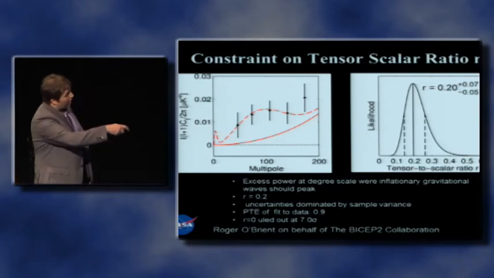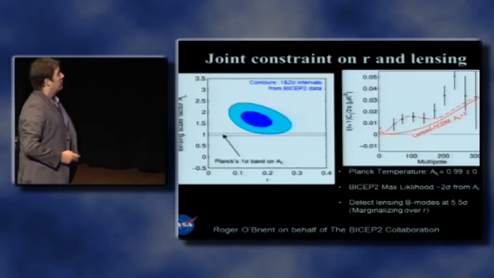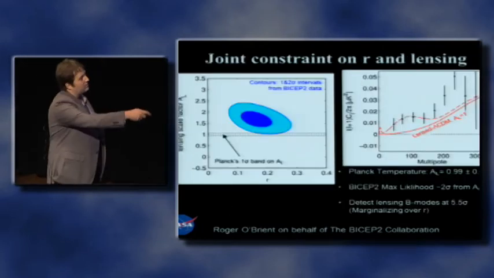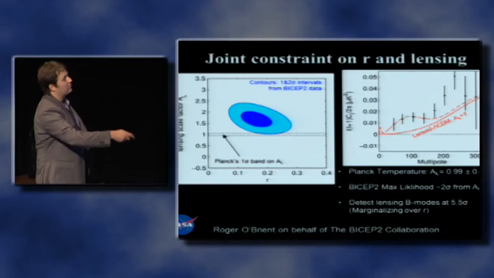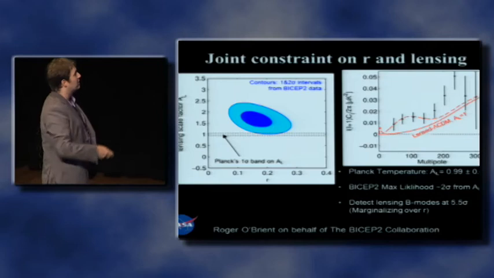So these also show the excess more or less where you would expect for a gravitational wave background. Right, so we can also see lensing, gravitational lensing. So this is the full spectrum. And of course, it's the high L points that matter most here. And you can see them increasing.